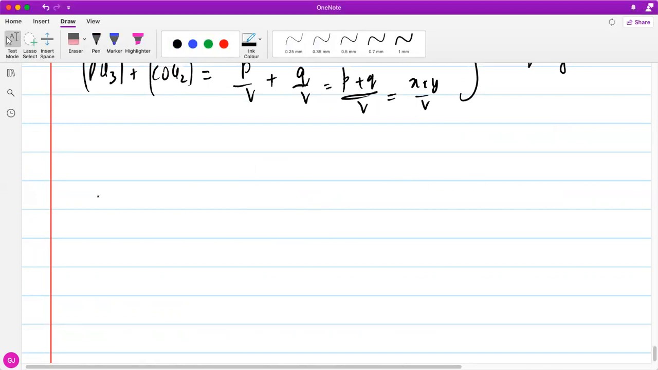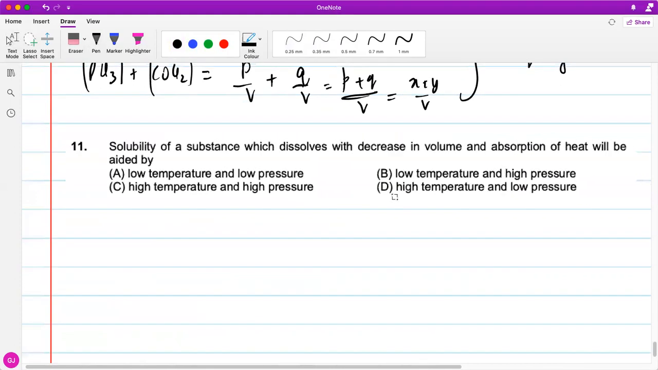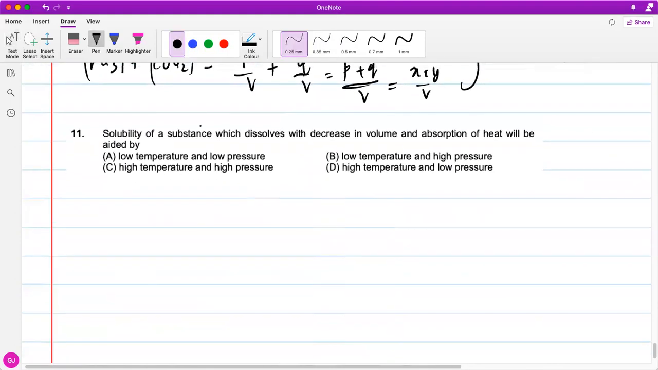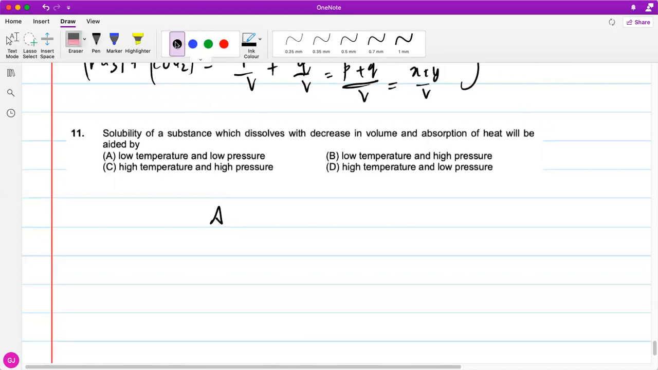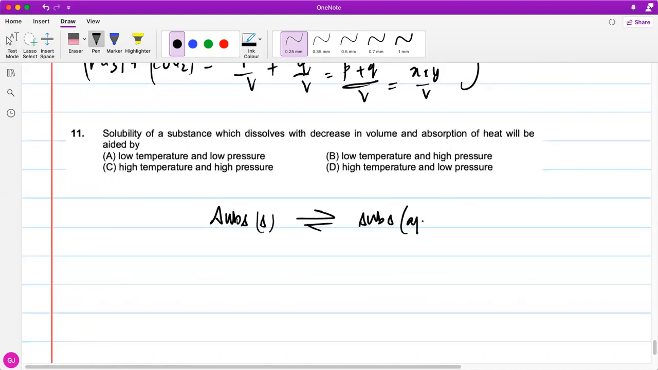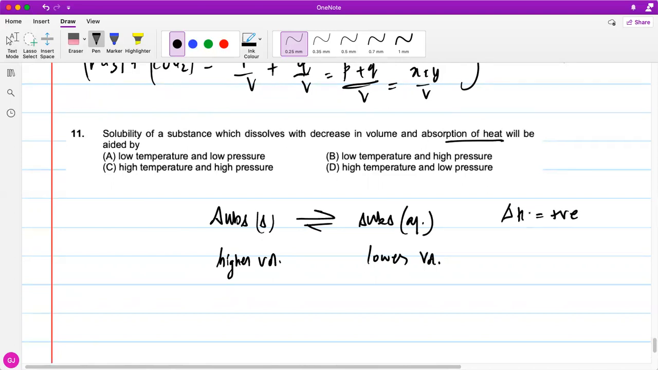Then the next question is based on LCP, and it is about the solubility of a substance which dissolves with decrease in volume. So there is some substance. It is solid right now, and when dissolved, that substance becomes dissolved substance. We call it aqueous. And the equilibrium is being discussed, that it dissolves with decrease in volume. So this is higher volume and this is lower volume, and absorption of heat. So delta H of this reaction is positive.